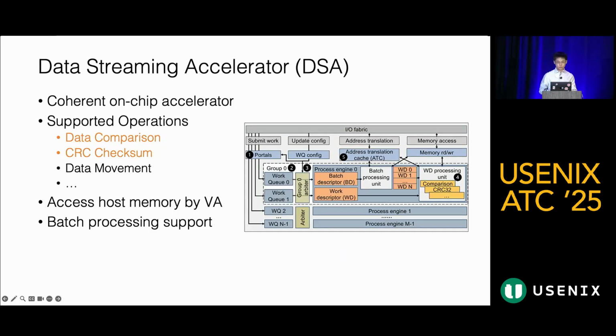To answer this question, we looked into the available hardware support. The recent Intel Xeon scalable processor introduced a coherent on-chip accelerator called Data Streaming Accelerator, or DSA, which can offload operations like data comparison, CRC checksum calculation, and data movement. It also supports access to host memory by virtual address, which simplifies the programming and usage of DSA. And it also has batch processing support. So naturally we can ask, can we use the DSA to help memory deduplication?